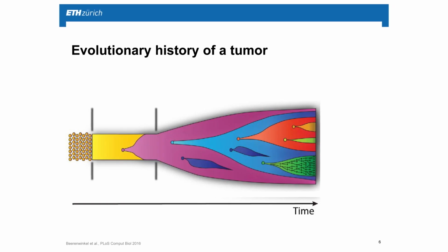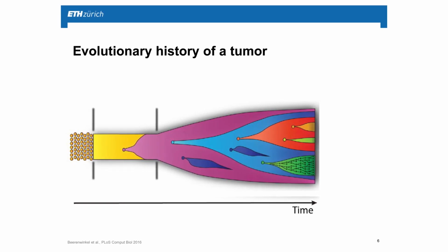This is just another view of the same process where the size of the clone is on this y-axis. And this is supposed to be the first cell that is genetically altered. And this clone starts to grow, and you see new mutations coming up. Some may go extinct, and others continue to grow and eventually dominate the population.